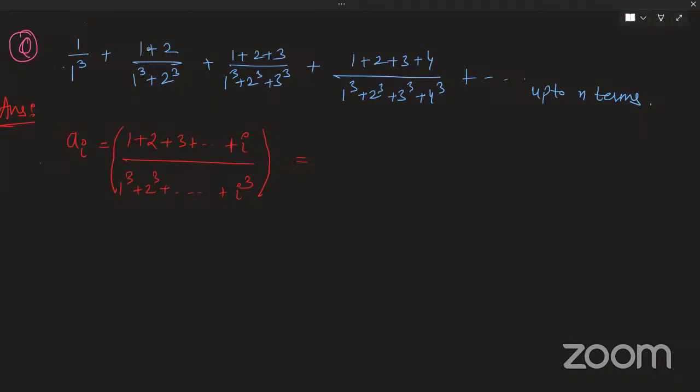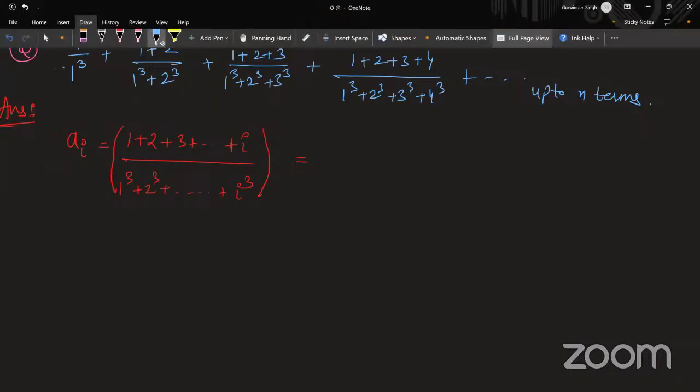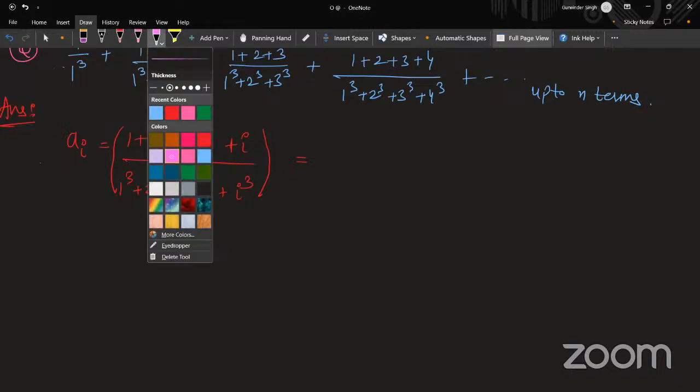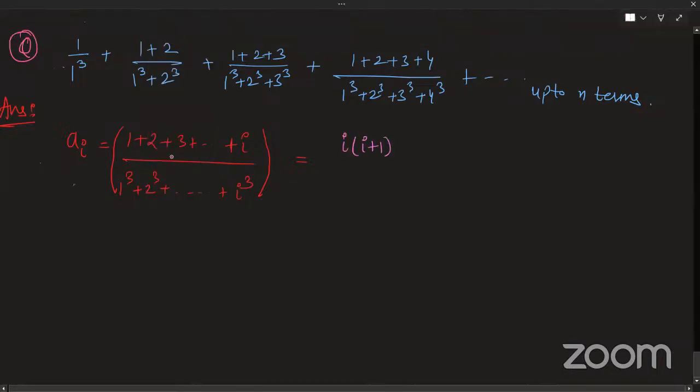So what about the numerator? What is my numerator in this case? i into i plus 1 by 2. Correct. What about the denominator? i square into i plus 1 whole square by 4. Correct. So cancel everything. What will I get? I will get 2 by i into i plus 1.